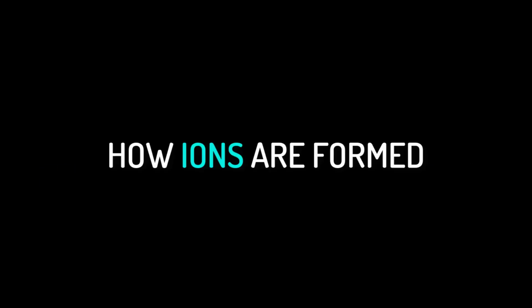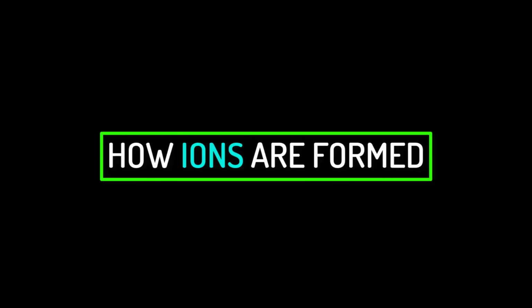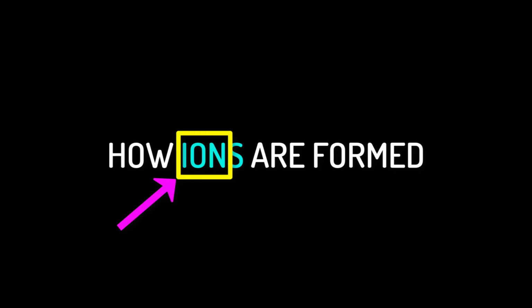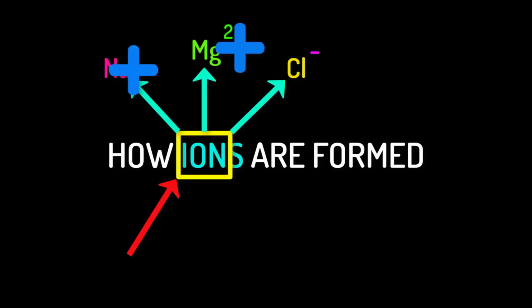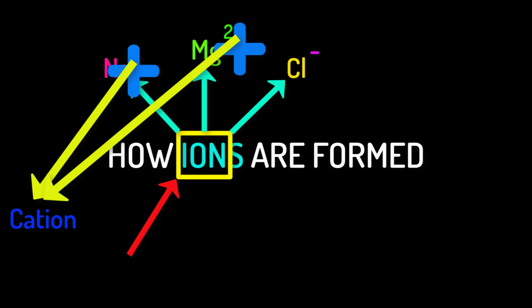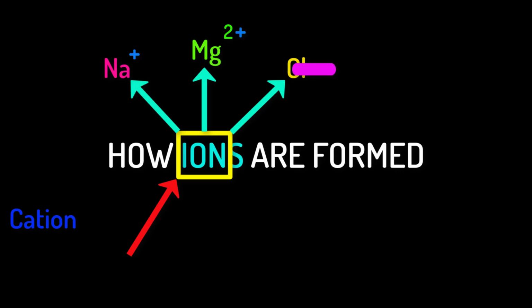Our today's topic is how ions are formed. Look at this word ion. Actually, ion is nothing but positive or negative charge in an atom. The positive charge in an atom is called cation and the negative charge in an atom is called anion.